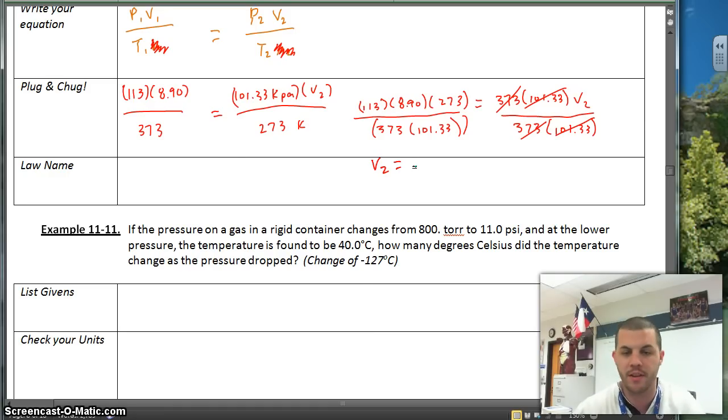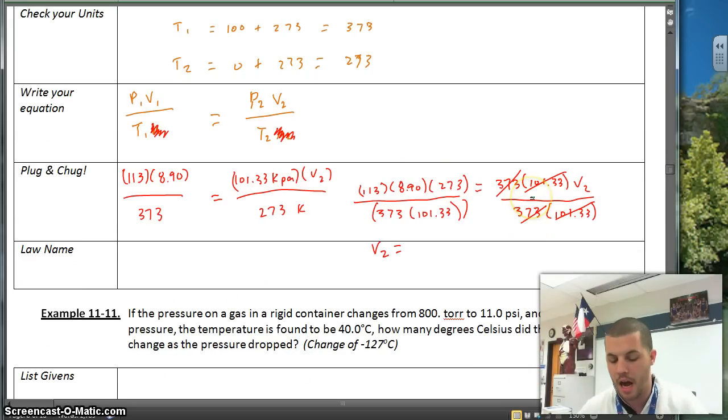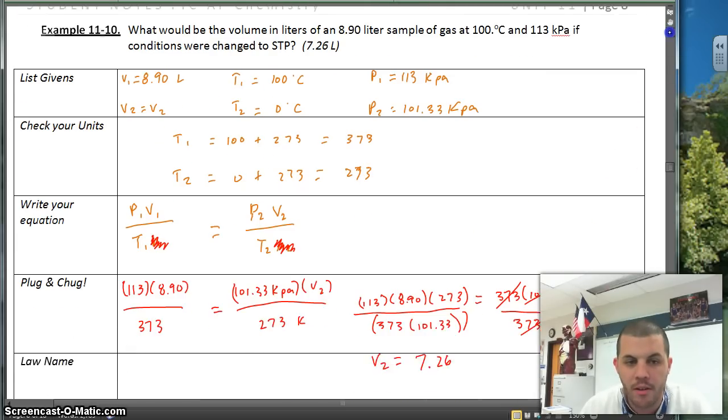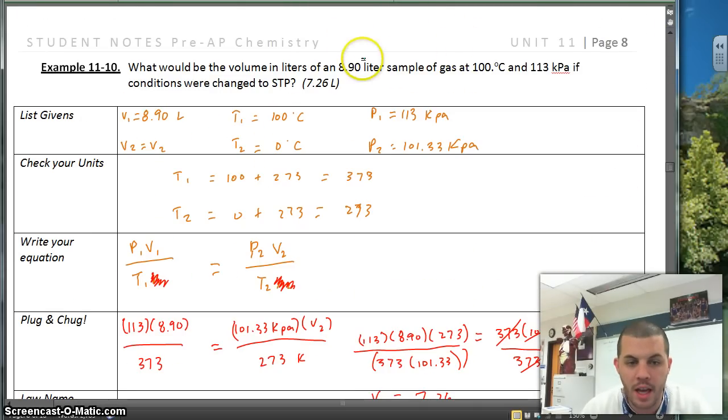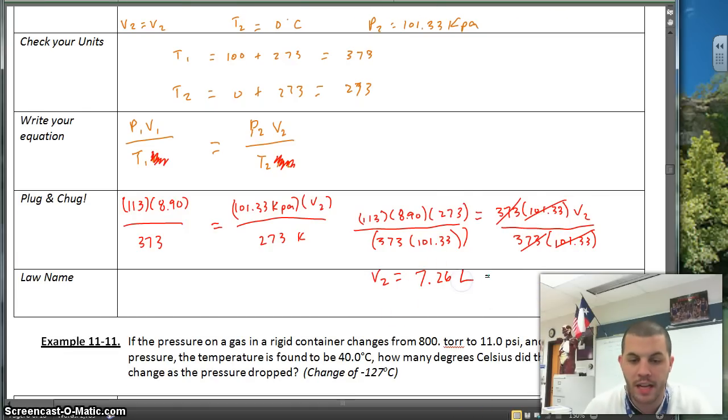Is that the correct amount of sig figs? I think so. 333. Yes. 7.26. What's my unit? Volume in, boom, liters. Okay, volume in liters. So that is what we got happening. So that's my situation. All right, that's how you do it, my friends. This law was the combined gas law.